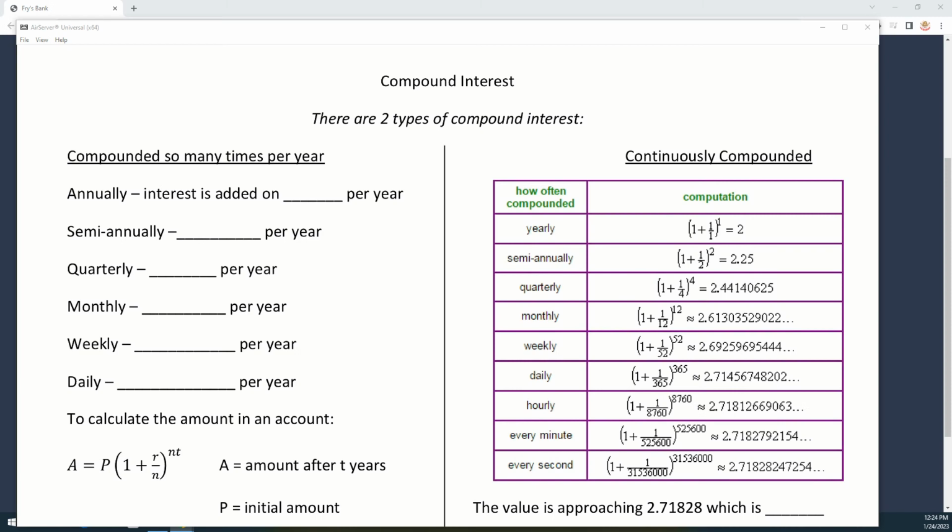Right, so there's two types of compound interest that we're going to talk about. When you invest money, the interest is added onto it, and that's called compounding the interest. The more often the interest is compounded, the more interest you gain on your interest. So the more often, the better when you're compounding money. But it's not going to say it's compounded this many times per year.